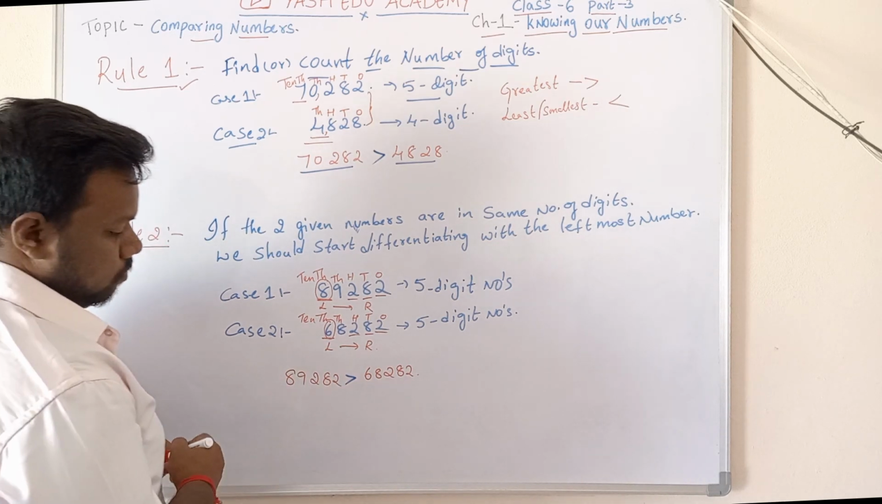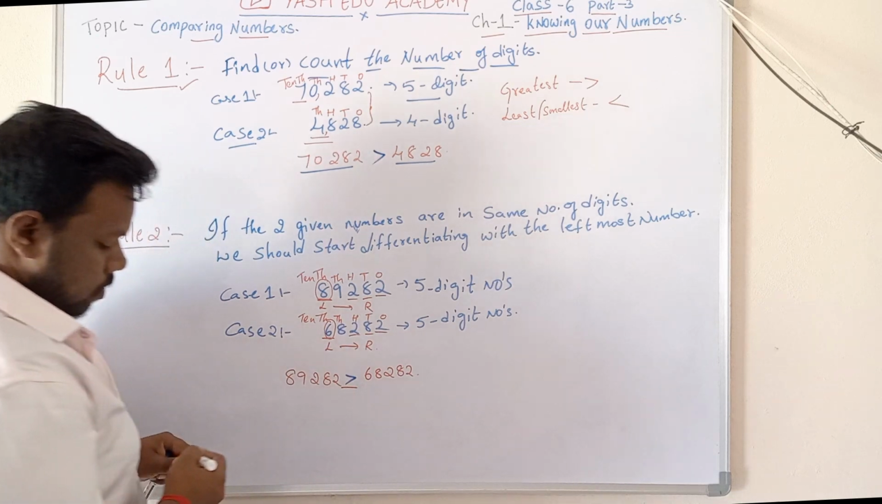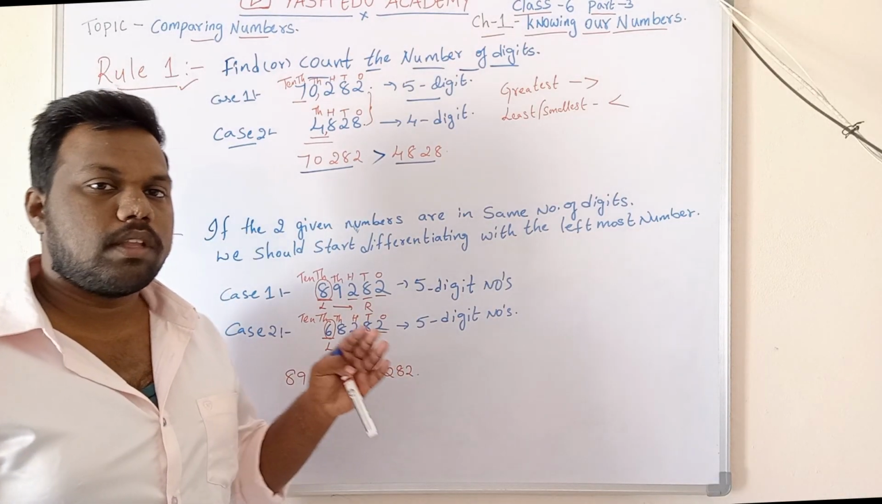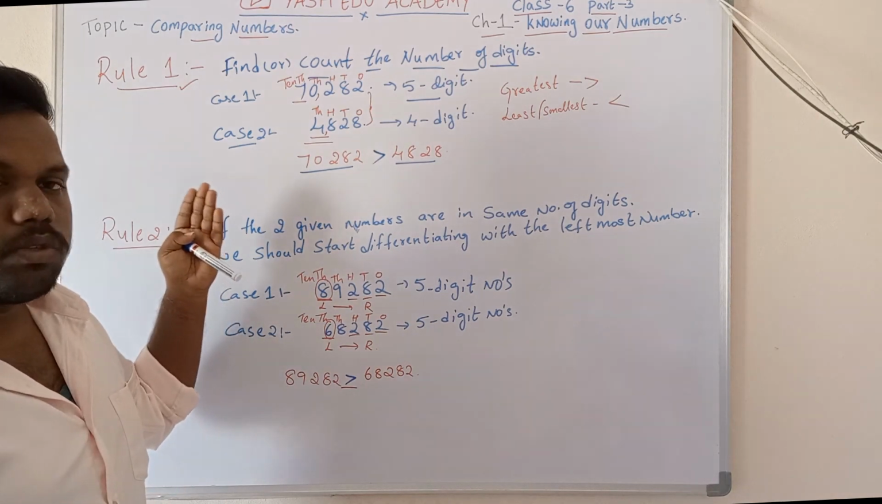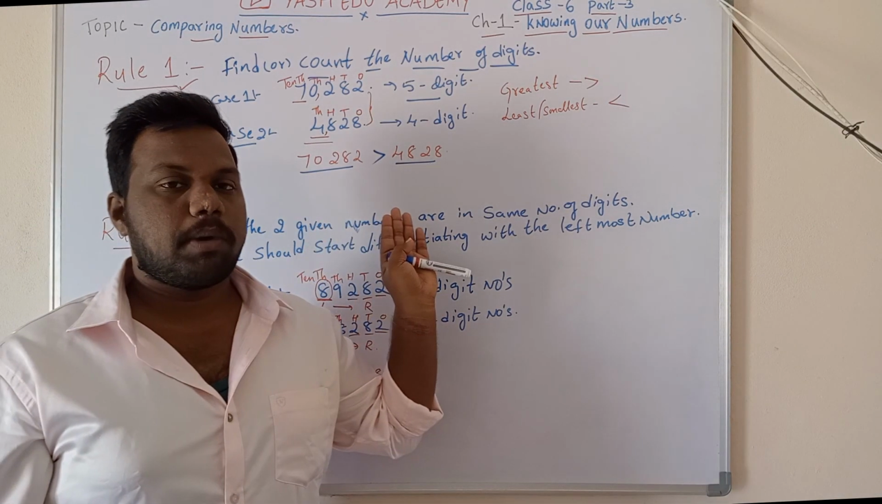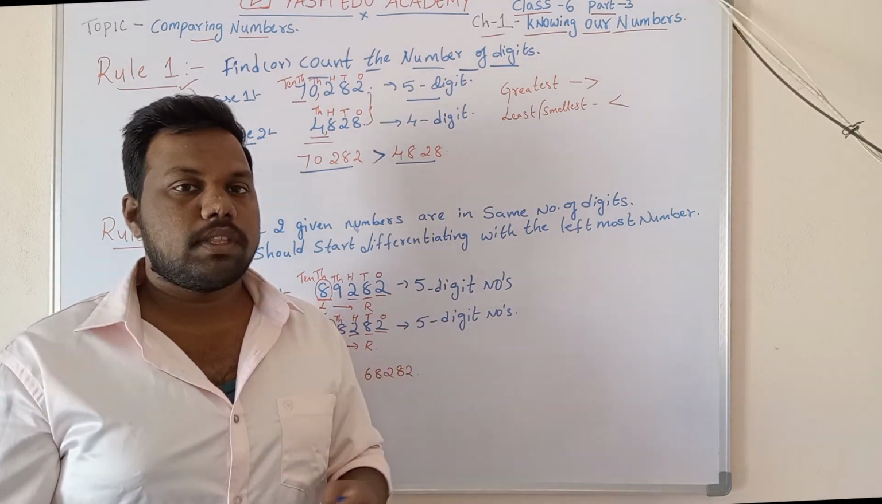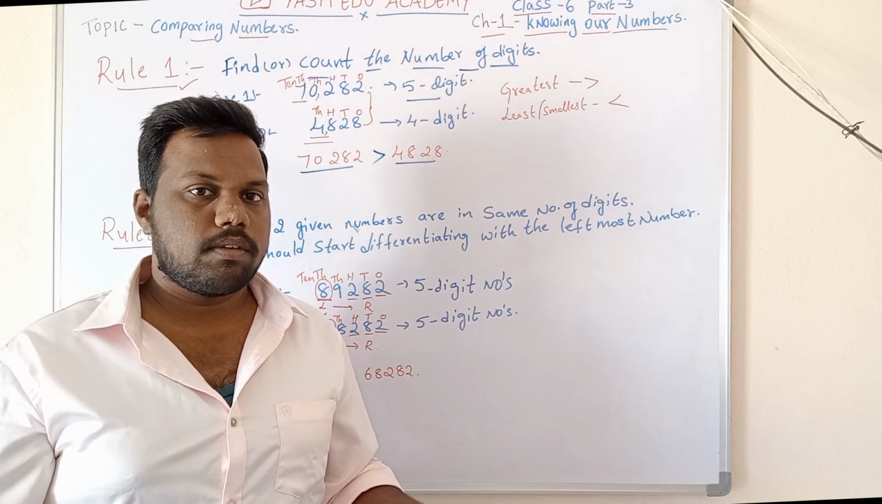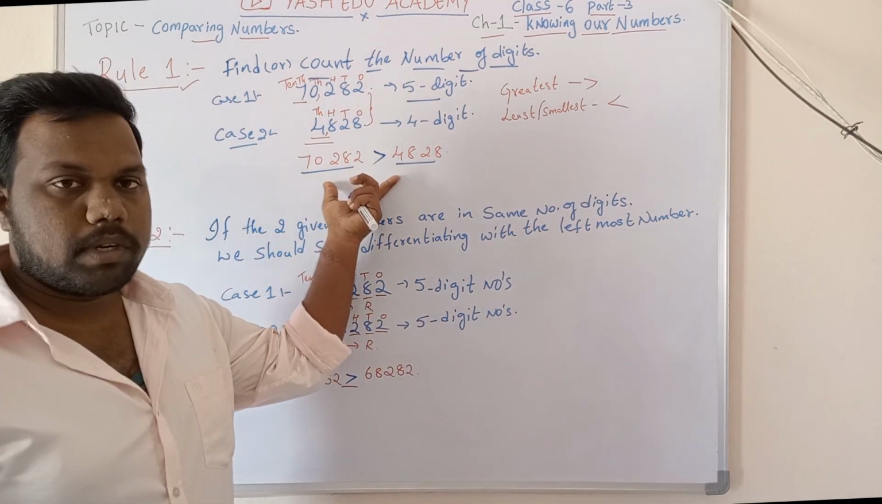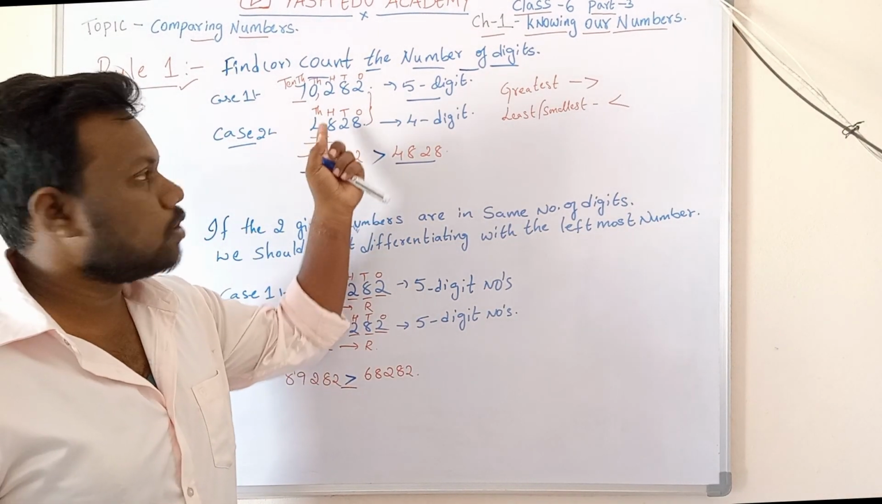So we got the answer for this. In this way we have to compare the numbers by using the two rules, rule 1 and rule 2. Okay, rule 1 tells about comparing numbers with the number of digits, and by comparing the two numbers by their place values also.